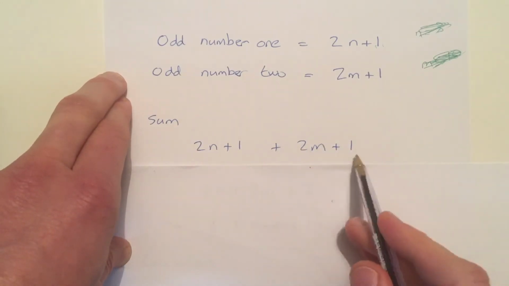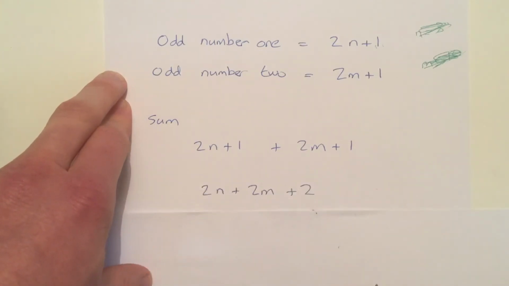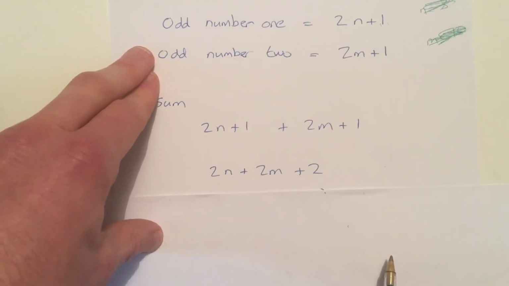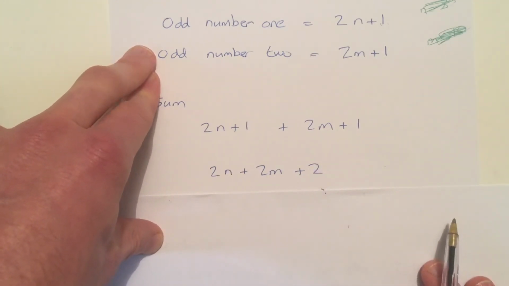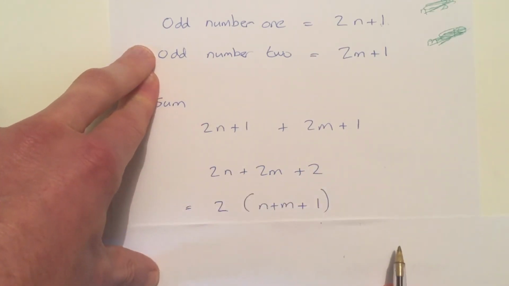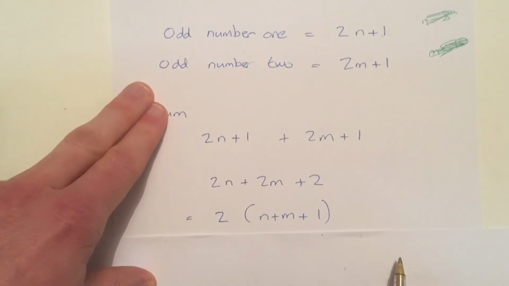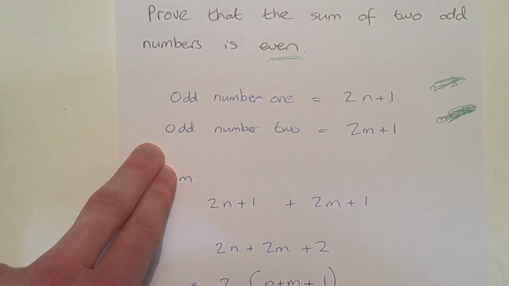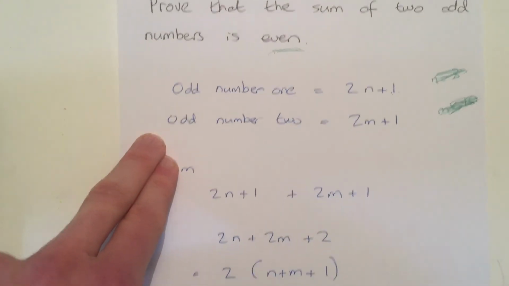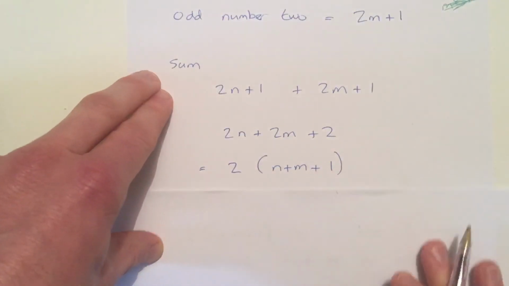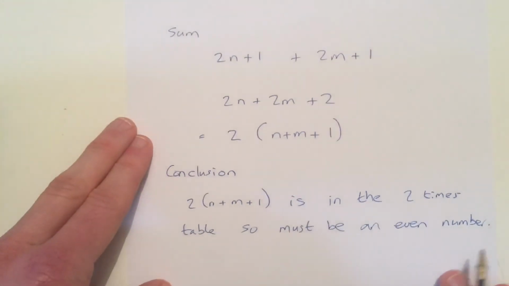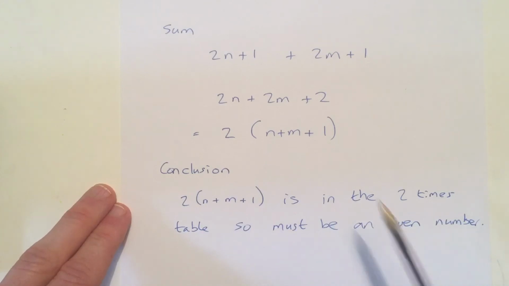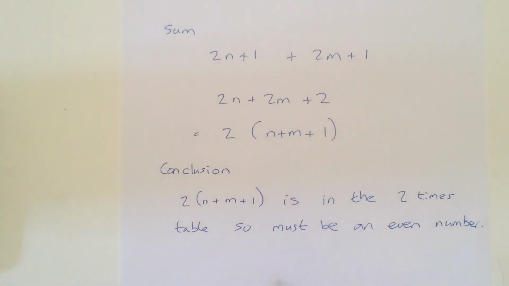Now I can collect up the like terms here. The 1 plus 1 is 2. And I know that I can factorise out 2 here. And I want to do that because I'm trying to prove here that this is an even number, so is a multiple of 2, in the 2 times table. So that's why I factorise the 2 outside, to show that it has to be an even number.